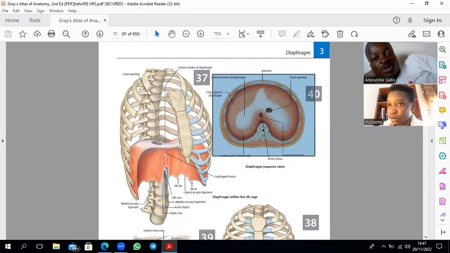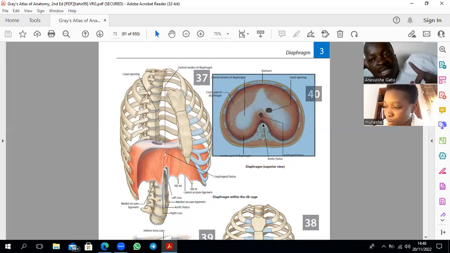Between muscle and bone here, there's a space. Can you see the space between muscle and bone there? That's what we call the aortic hiatus or the aortic opening. It's not an opening in the muscle. It's a space between the muscle and bone. That's where the aorta will move from the thorax going to the abdomen.